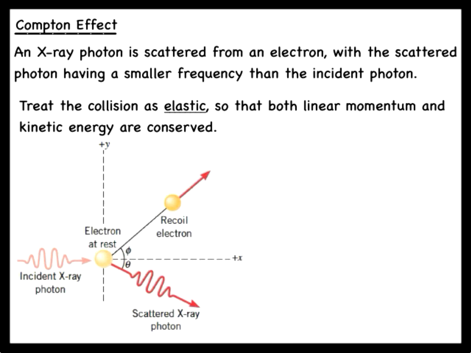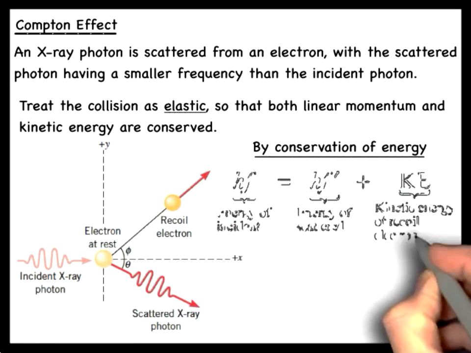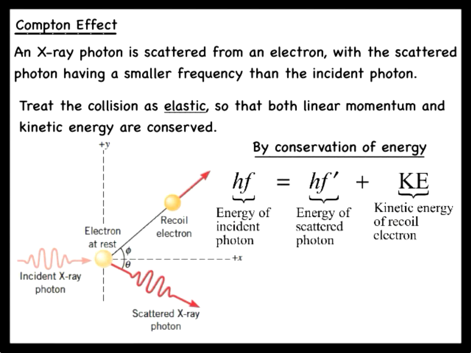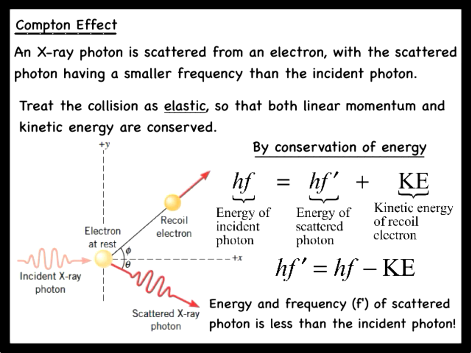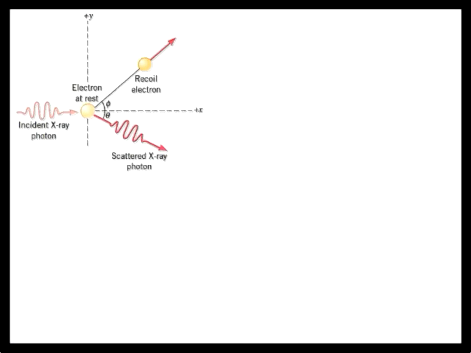According to the principle of conservation of energy, the energy of the incident photon must be equal to the energy of the scattered photon plus the kinetic energy of the recoiling electron, where the relation E equals hf has been used for the photon energies. It follows then that hf' equals hf minus KE, which shows that the energy and corresponding frequency f' of the scattered photon are less than the energy and frequency of the incident photon, just as Compton observed. Since lambda prime is equal to c over f', the wavelength of the scattered X-rays will be larger than that of the incident X-rays.